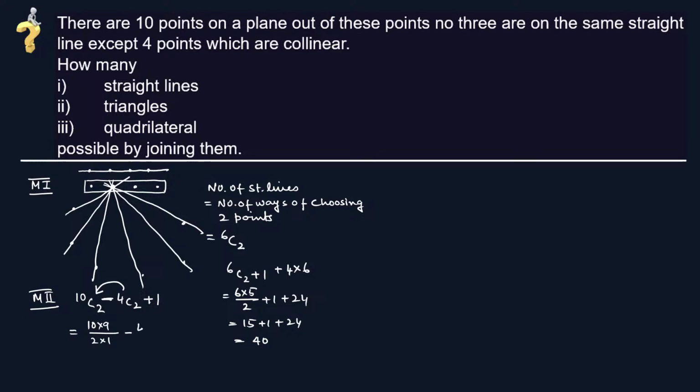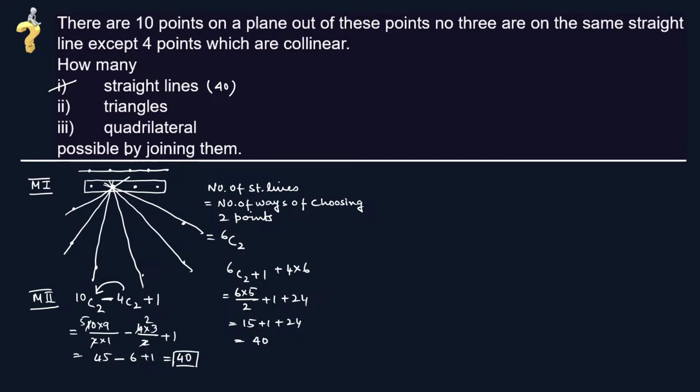2 into 1 minus 4 into 3 divided by 2 plus 1. So that gives us 45 minus 6 plus 1, which gives us 40. Is it clear? So these are the two ways. Whichever way you feel comfortable, you can do it. Right? Let us see the next question. So number of straight lines, answer is 40.